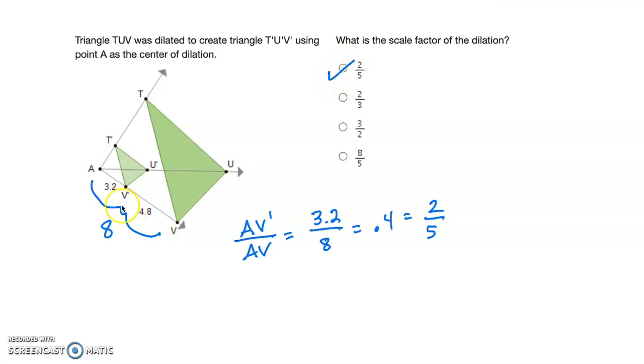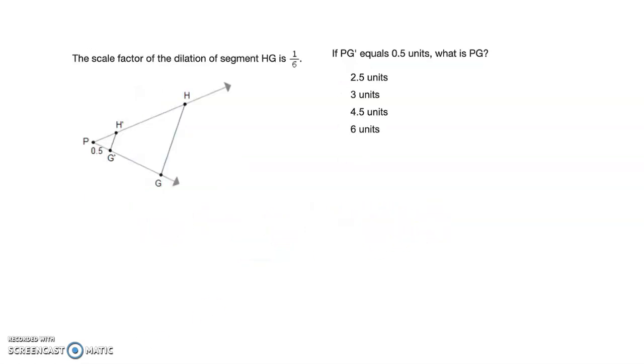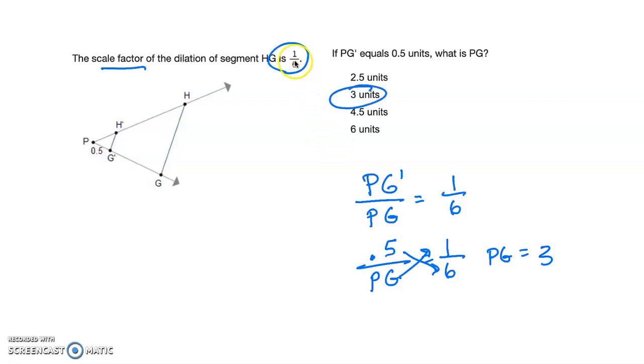All right, you should have gotten 2/5. Remember, you take AV prime, which is 3.2, over the whole segment, and simplify it. 0.4 simplifies to 2/5. Okay, pause and try one last one. In this case, we're given the scale factor, so PG prime over PG equals 1/6. We can cross multiply and find that PG equals 3.